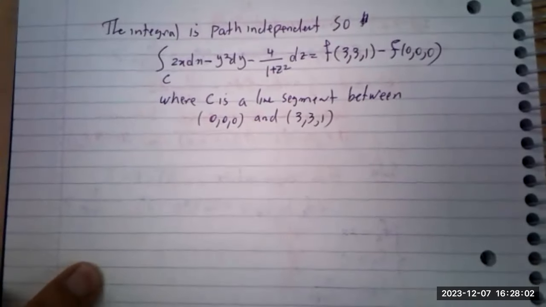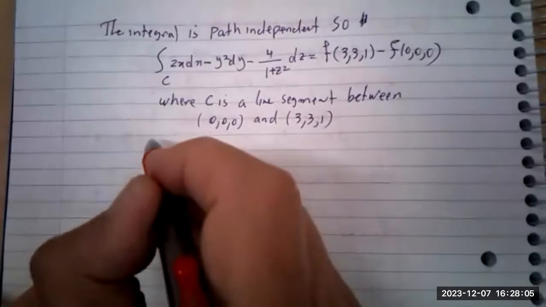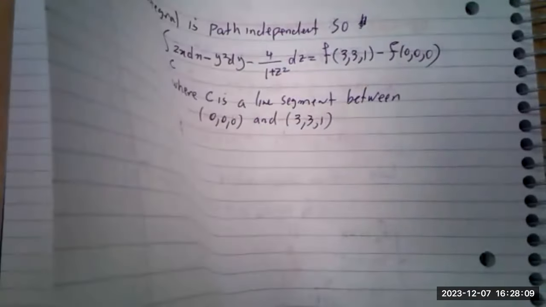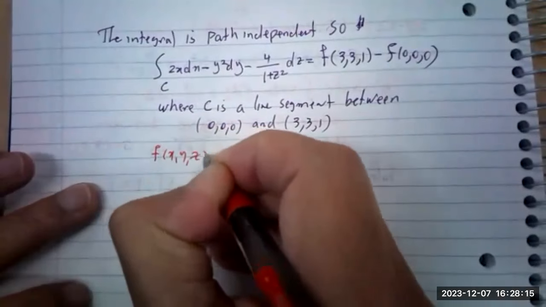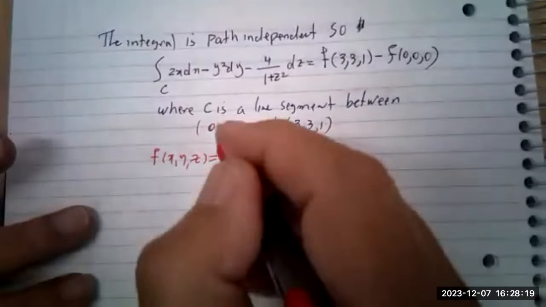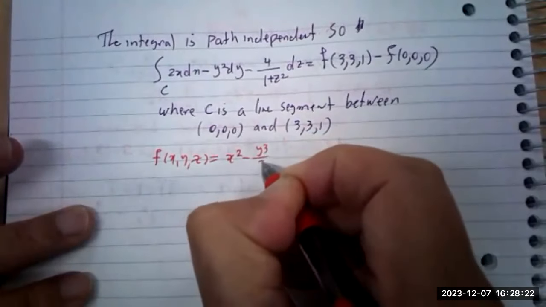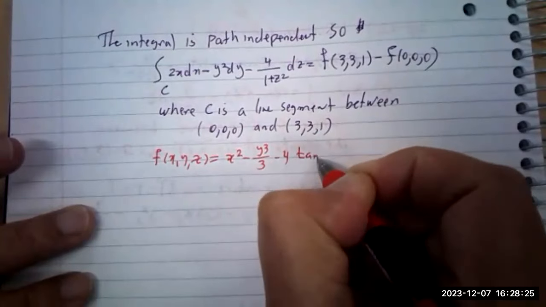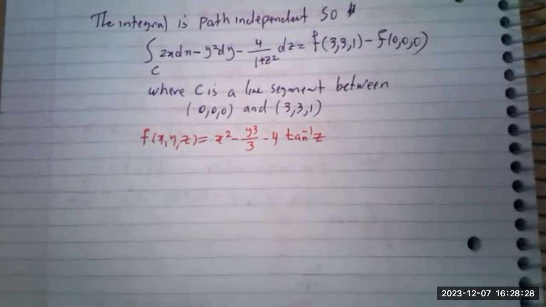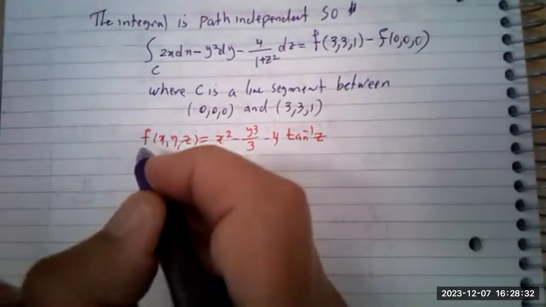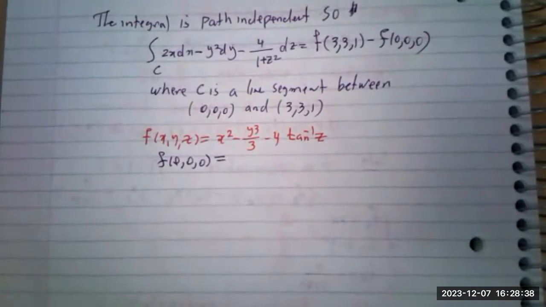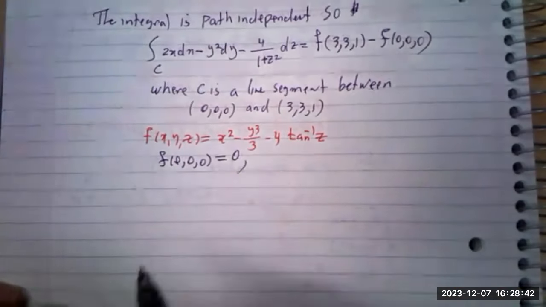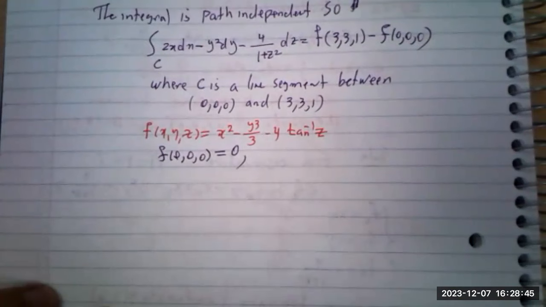Okay, go back and find f of 3, 3, 1 and f of 0, 0, 0. You already got the function. Remember, this is the function that we did. I have to rewrite it. So this is our function: x squared minus y cubed over 3, minus 4 tan inverse of z. Now substitute those numbers that we have. F of 0, 0, 0 would be 0. Everything is 0. Tangent inverse of 0 is also 0. Put x equal to 0, y equal to 0, z equal to 0. Then you need the other one, f of 3, 3, 1.